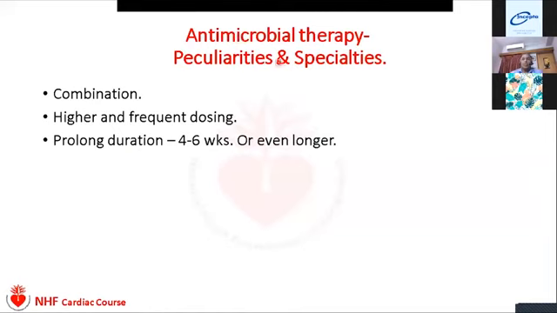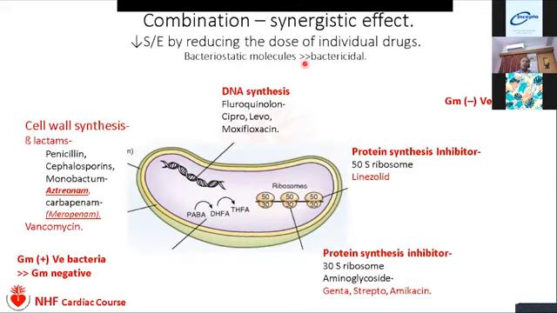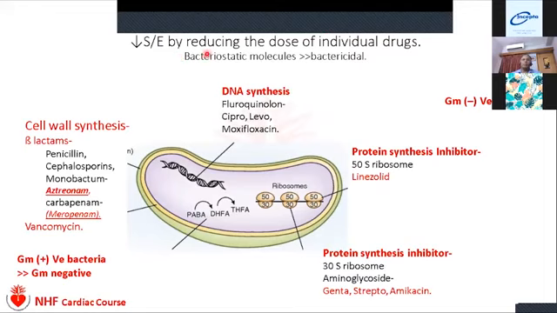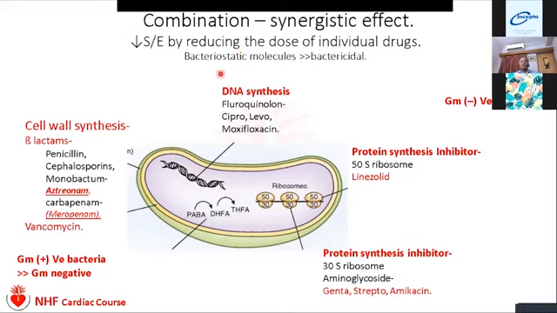There are some peculiarities in antimicrobial therapy in infective endocarditis, because in most cases we need combination therapy in a higher dose, with frequent dosing, and prolonged duration, 4 to 6 weeks and sometimes even more than 6 weeks. Why is combination therapy needed in infective endocarditis? Because of its synergistic effect that reduces the side effects of the drugs by reducing the individual dose, and sometimes bacteriostatic molecules become bactericidal when combination is used. This is a very simple example.